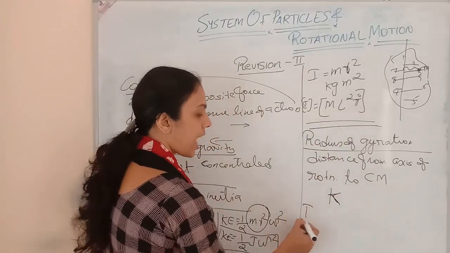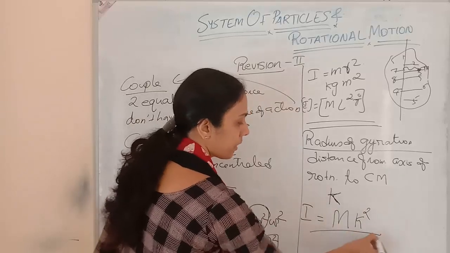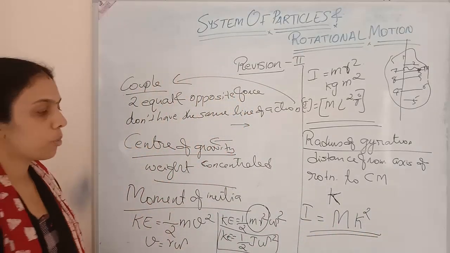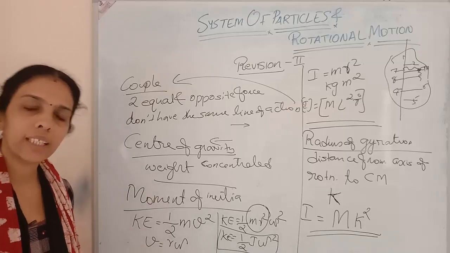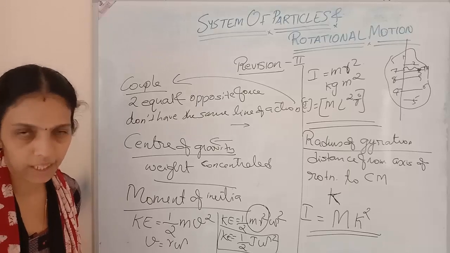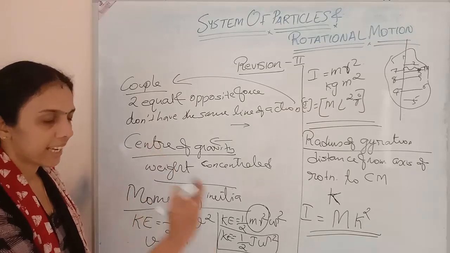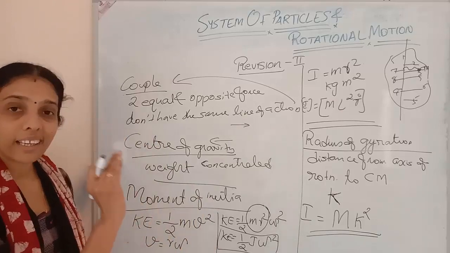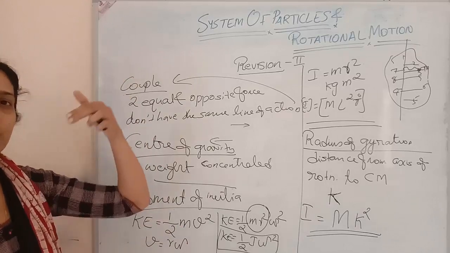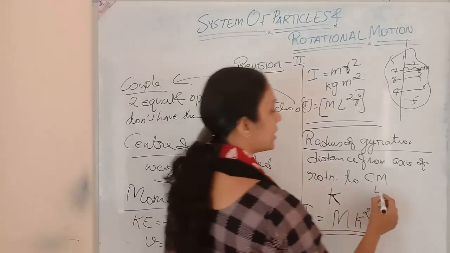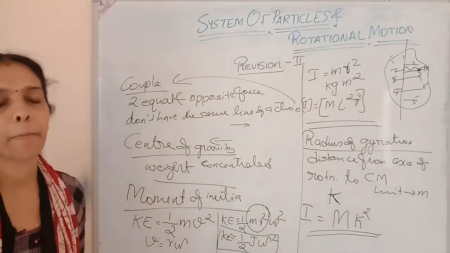So we can write I for a rigid body is mk square. Okay, so this is the moment of inertia of a rigid body. Moment of inertia of a particle means you can write down mr square. But if it is for a rigid body, it is I equals mk square. K is the radius of gyration, that is distance from the axis of rotation to the center of mass. Unit is meter. Unit of radius of gyration is meters.